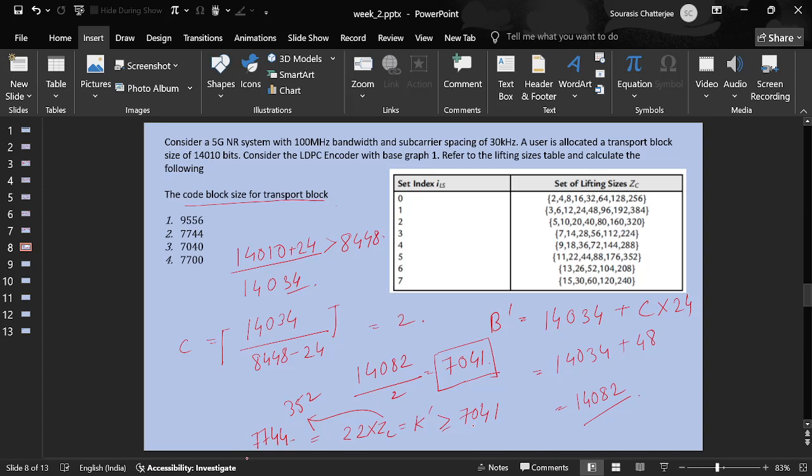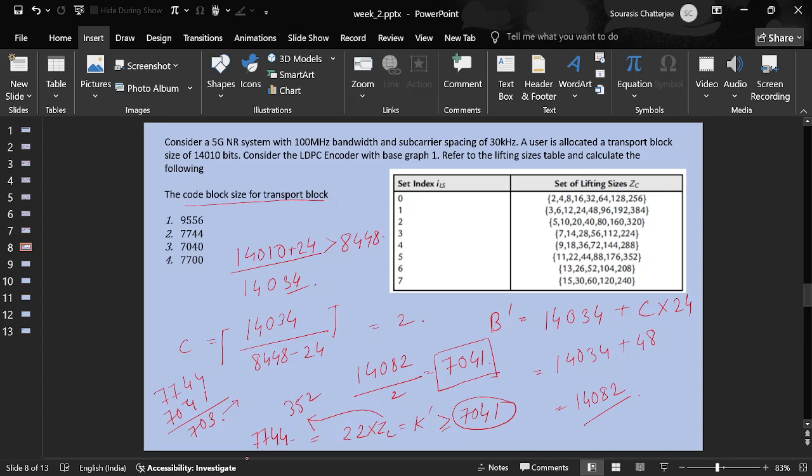So what about this? We have this useful information of 7041 bits, but the LDPC encoder input should be 7744. So there are redundant bits. How many? 7744 minus 7041, so 703. Do these redundant bits have any name? These are filler bits. They don't carry any useful information.